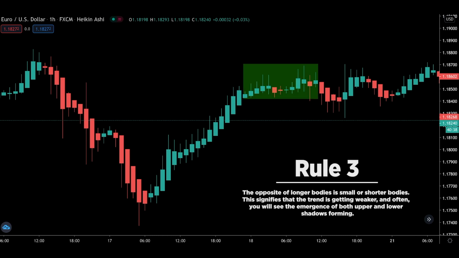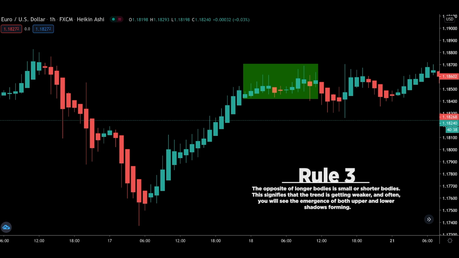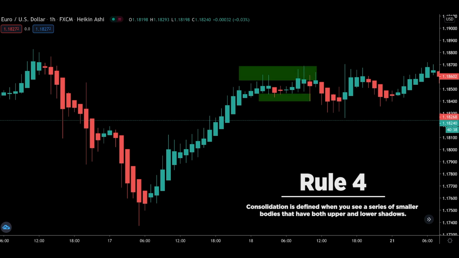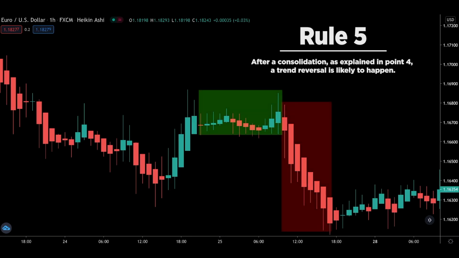Rule number 3. The opposite of longer bodies is small or shorter bodies. This signifies that the trend is getting weaker and often you will see the emergence of both upper and lower shadows forming. Rule number 4. Consolidation is defined when you see a series of smaller bodies that have both upper and lower shadows. And rule number 5. After a consolidation, as explained in point 4, a trend reversal is likely to happen.